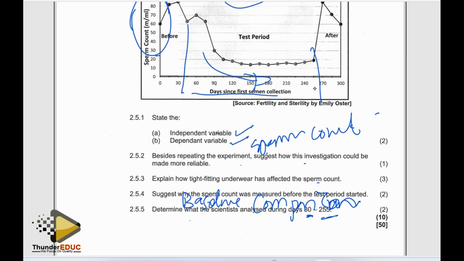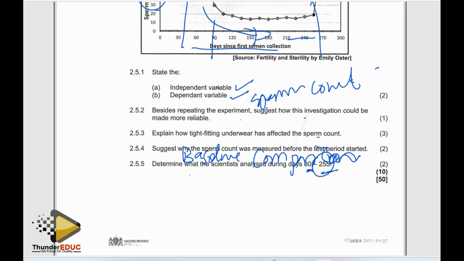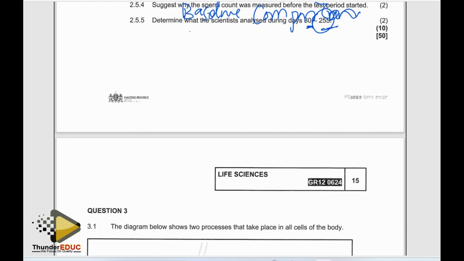So basically, the scientists analyze the trend and the change in the sperm count over time. And then they observe the impact of wearing the tight fitting underwear on the sperm count. The impact is there is a decrease in the sperm count from 30 to 90, and then the sperm count becomes constant to 255. So basically, that's it. Depends on your English. You have put it out.